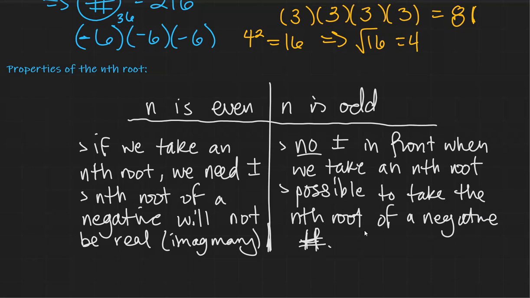Okay, so those are our properties for the nth root. Okay, when it's even, I need plus minus if I'm using it as an operation, and I can't take the nth root of a negative if n is even. Now, if n is odd, then I don't ever put a plus minus when I use it as an operation, and I can take the nth root of a negative when it's odd. Okay, cool. Now that we have the properties settled down, let's go ahead and take a break, and then I'll see you in the second part of these 6.1 videos, okay?